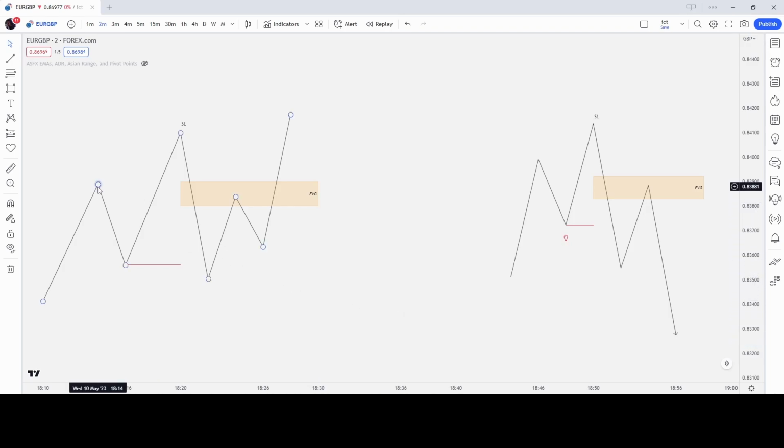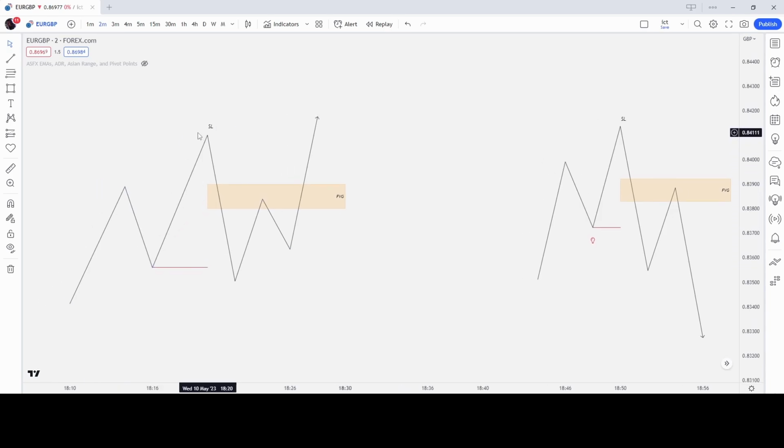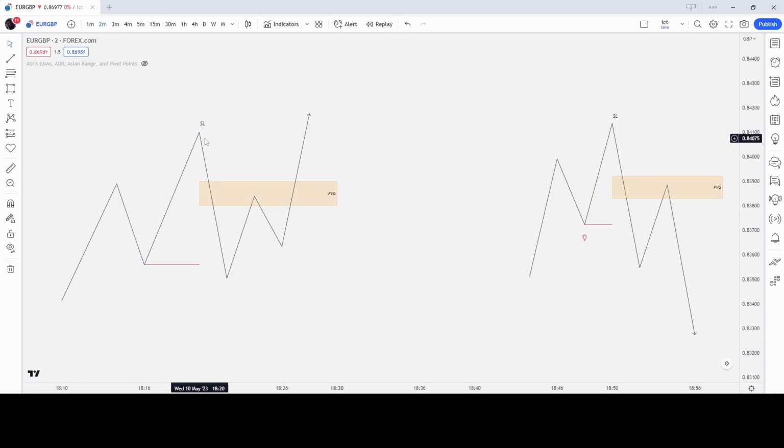So basically, we're waiting for price to trade into a higher time frame PD array, such as an FVG or maybe an order block on the 4 hour for me. I classify as higher time frame the 4 hour or the daily. But we wait for price to come into there, and then we wait for a shift on the lower time frame, maybe the 1 minute or the 5 minute, whichever you feel comfortable with.